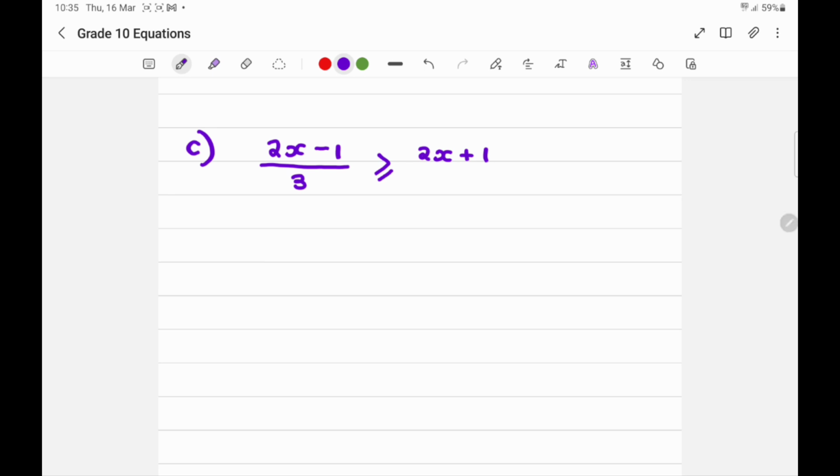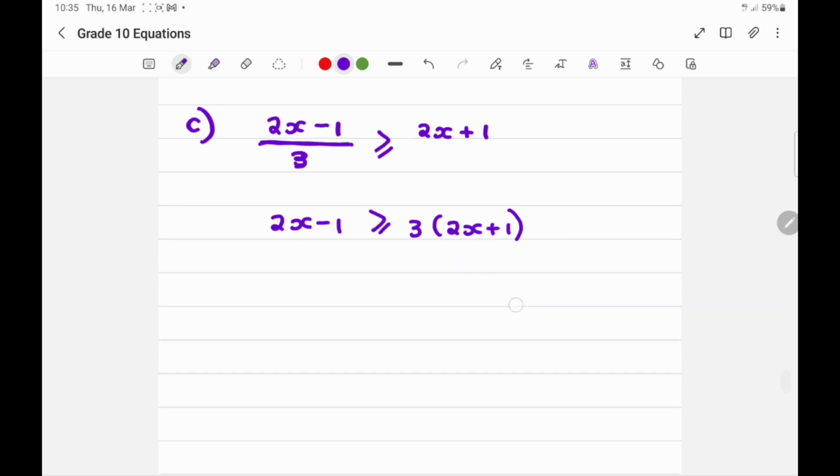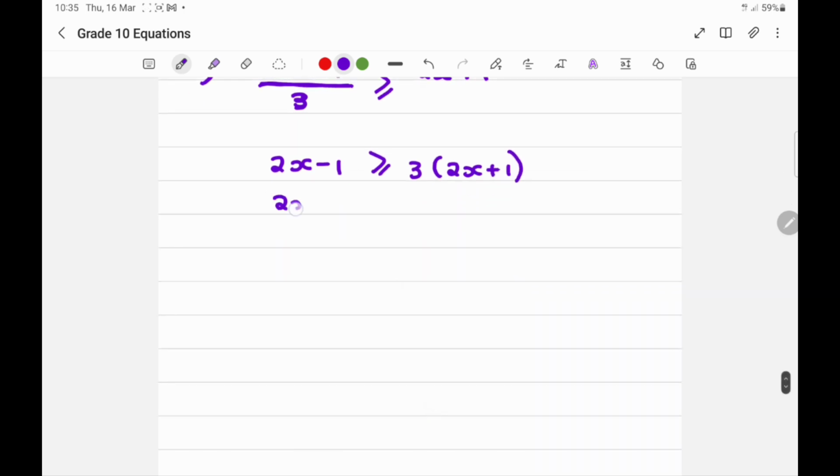Right, if we look at number C, can you see that if I have to times by 3 all throughout, on both sides, I will get rid of this divide by 3. So the opposite of divide by 3, I times by 3. So if I do it on the left-hand side, I'll be left with 2x minus 1. And if I do it on the right-hand side, I'm just going to write it down like this before I do it.